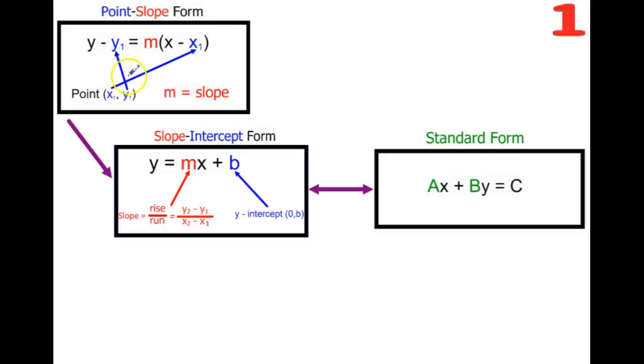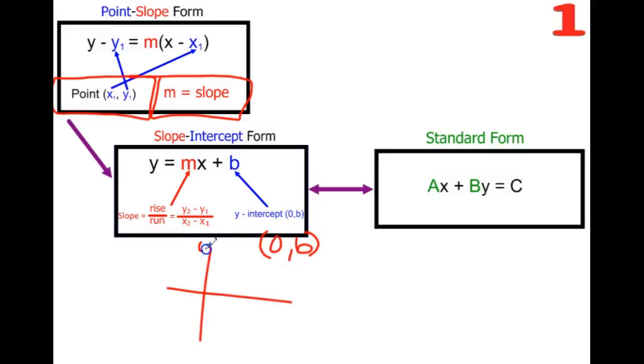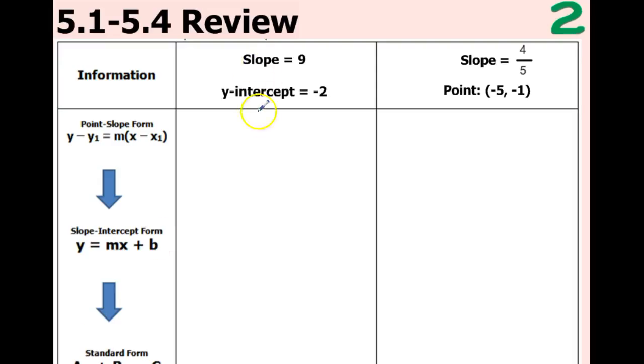We can start in point-slope form if we have a point and a slope. If we have a slope and an intercept, we could start in this form, or you could use your intercept as a point, 0, comma, b. Remember that b is where you begin on your y-axis. And then we learned how to convert to standard form, or get x and y on the same side of the equals. So let's start off with this first problem.